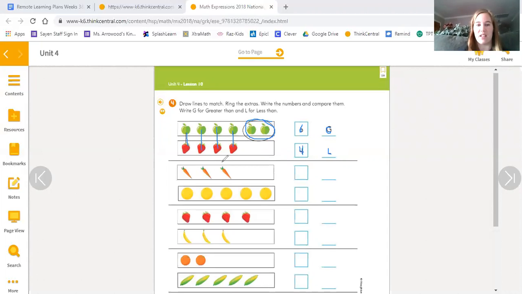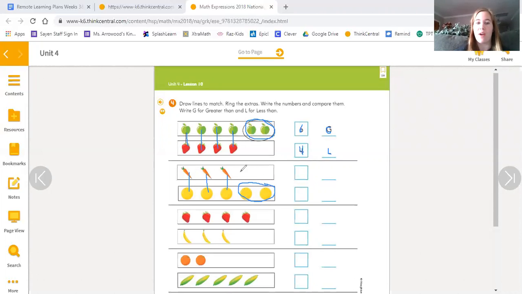Okay, let's try the next one together. So remember, my first direction was draw lines to match. So the carrot and the lemon, carrot and the lemon, carrot and the lemon. Is there any carrot to match the lemon? So we need to ring the extras. So these are the lemons that do not have a partner.